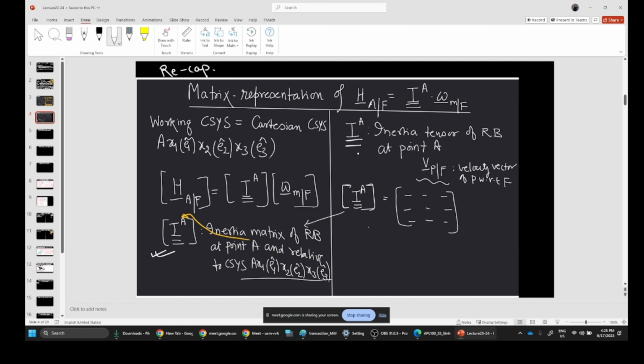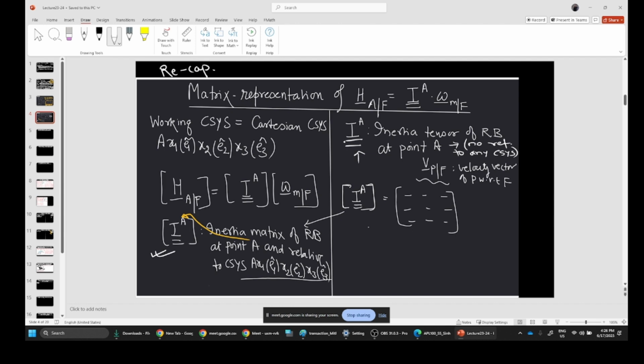In contrast, remember this quantity, when I do not put any square brackets, it's just IA double bar. This is the inertia tensor of RB at point A. Once I put the square brackets, I start calling it the inertia matrix at point A and relative to a coordinate system. Here there is no reference to any coordinate system. The tensor itself is independent of coordinate system.